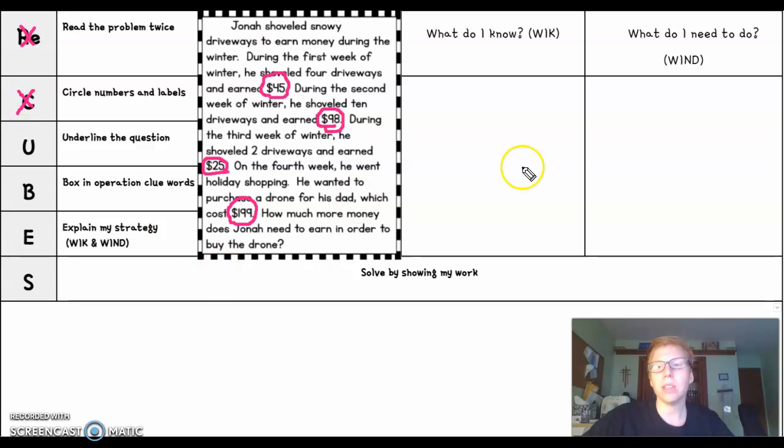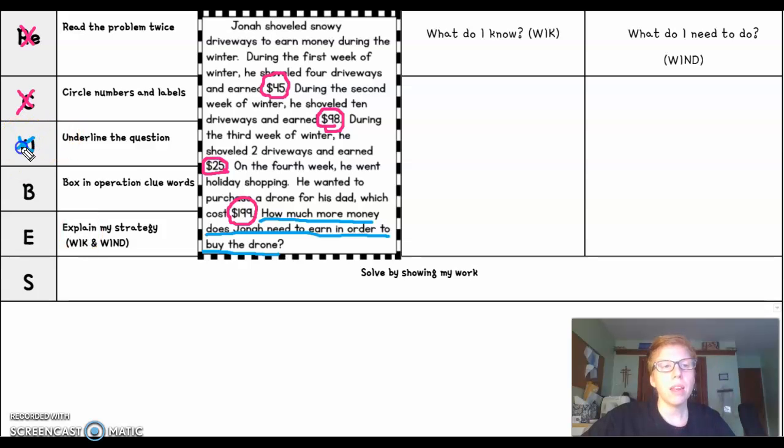Now I'm going to underline the question. That means I need to underline what it is I am trying to figure out. What's my end goal? What is my job in this word problem? Well, I need to figure out how much more money does Jonah need to earn in order to buy the drone? Well, if I'm Jonah and I have spent all this time making money, how much more money do I need to earn to get to $199? So that's basically my goal.